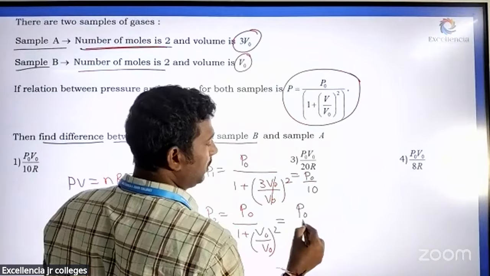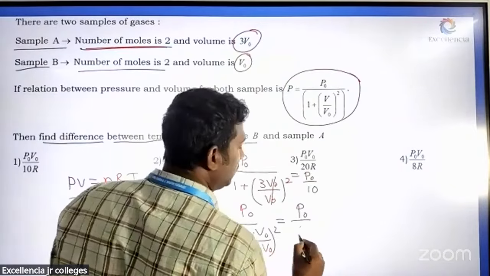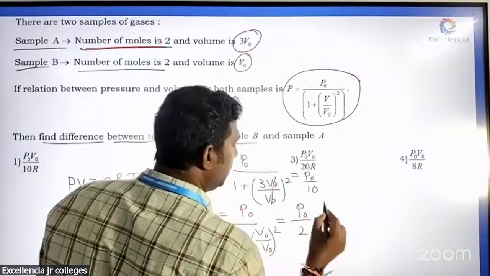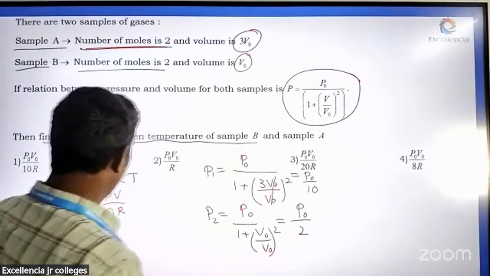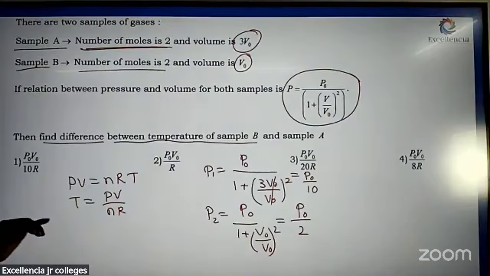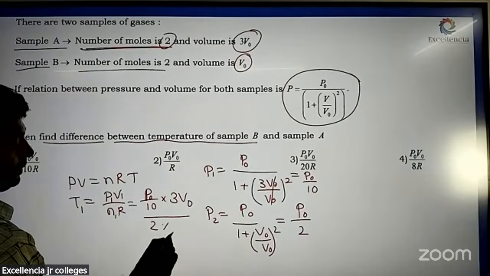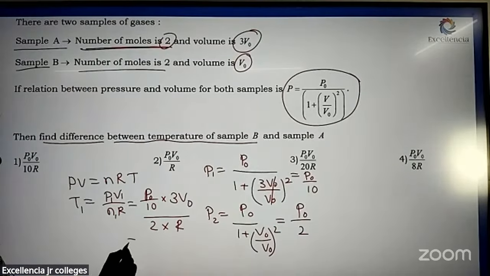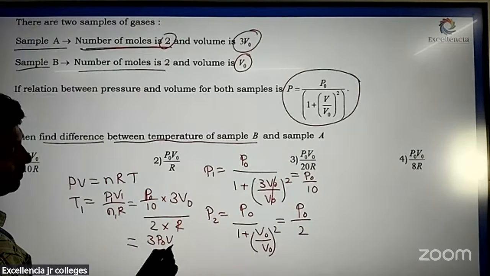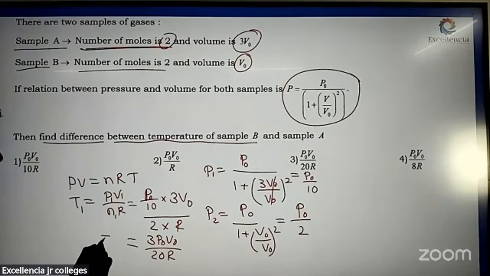So P2 is P0 by 2. Now we can substitute. For T1, P1 by 10 times V1, which is 3V0, by nR with n equal to 2. So what you get here is 3 P0 V0 by 20 R as the T1 value. Now go for the T2 value. P2 will be P0 by 2, V2 value is V0, by 2R, so what you get is P0 V0 by 4R.